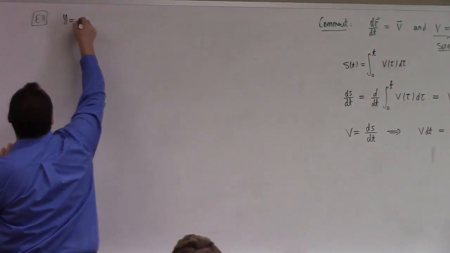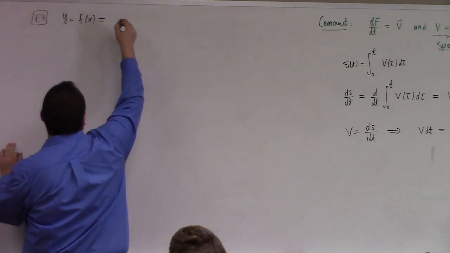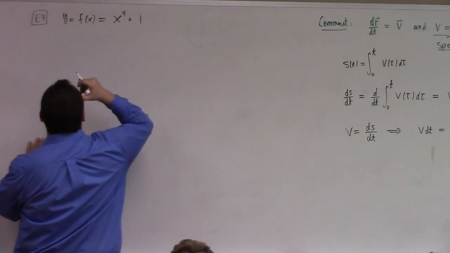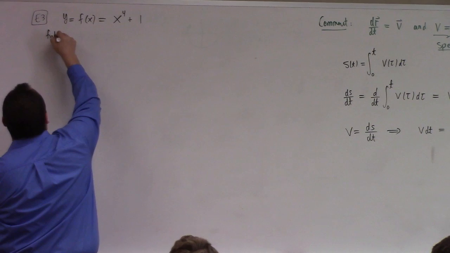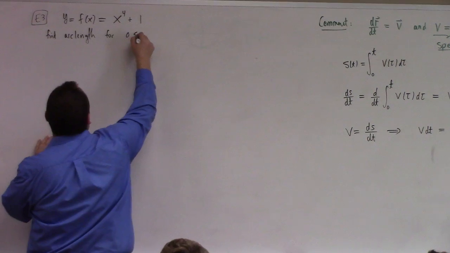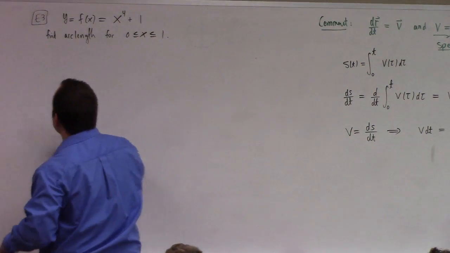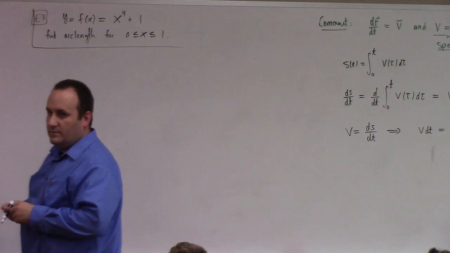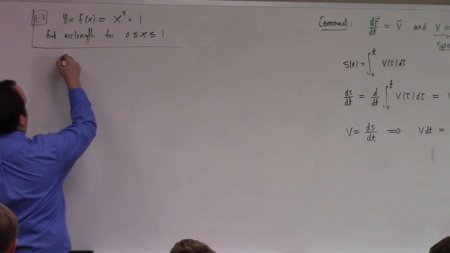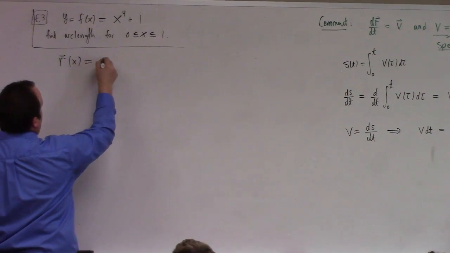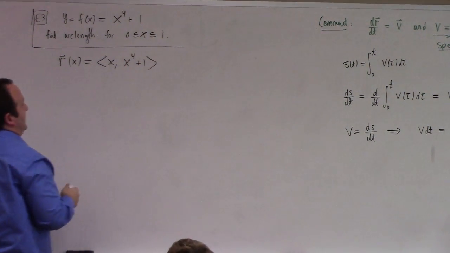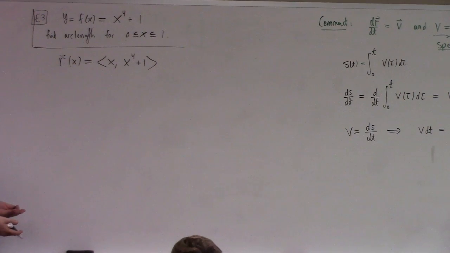Let's look at y equals f of x, and let's look at f of x equals x to the 4th plus 1. All right, so find the arc length for 0 less than or equal to x less than or equal to 1. So if we have a graph, how do you convert it to a parametric curve? Basically, I'll use r of x equals x, comma, x to the 4th plus 1.